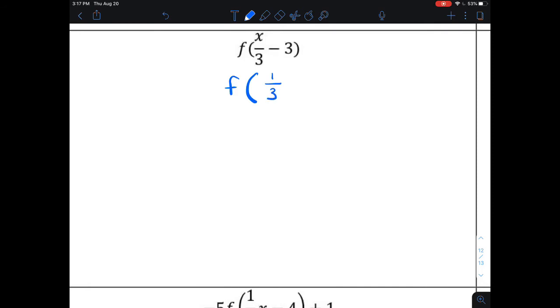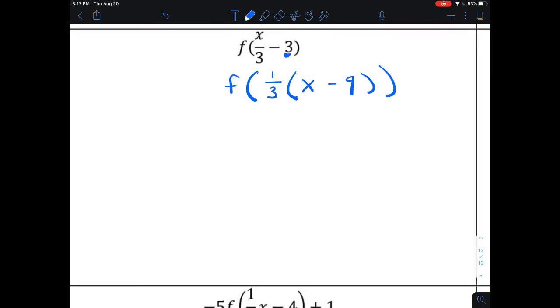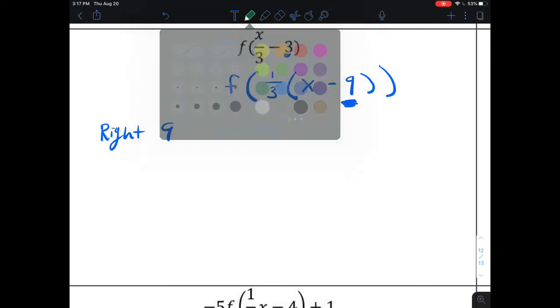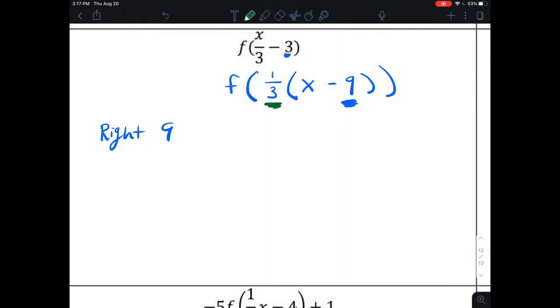So I'm going to pull out a 1/3 from inside, which is going to leave me with 1/3 times x minus. Now when I'm pulling out 1/3, I'm really dividing. So I divide 3 by 1/3, that makes 9. And now we're ready to identify our transformations. Well, I'm subtracting 9 from positive 1x now, so that means f of x went to the right 9 units. And now we have to talk about this 1/3.